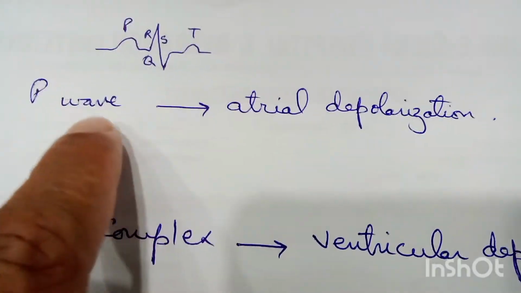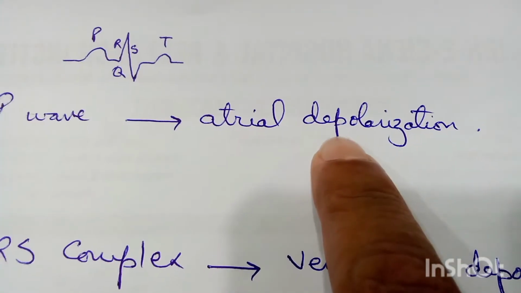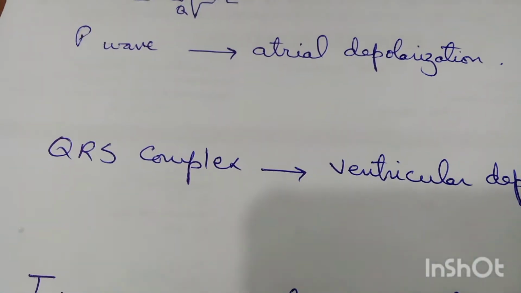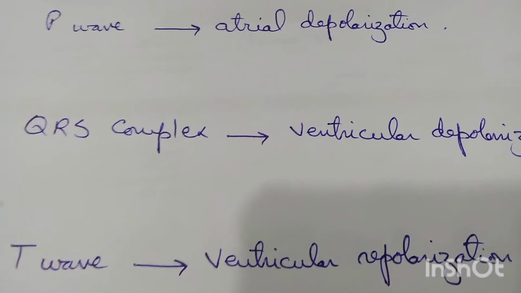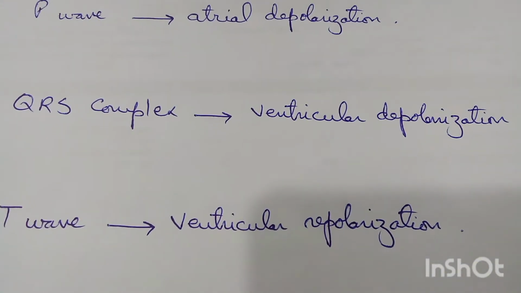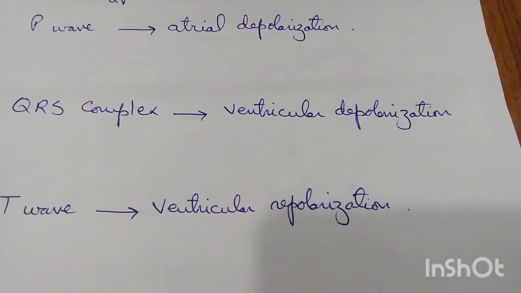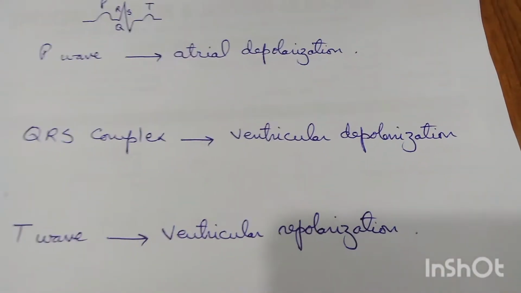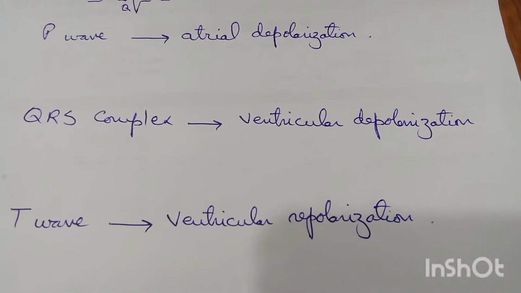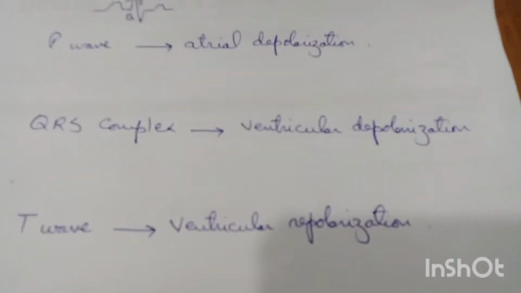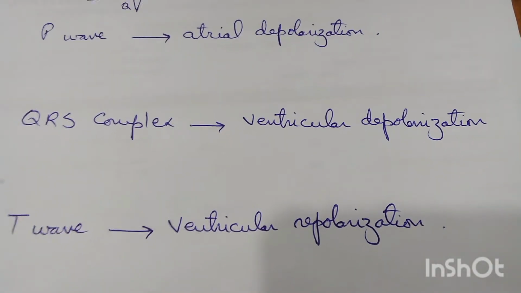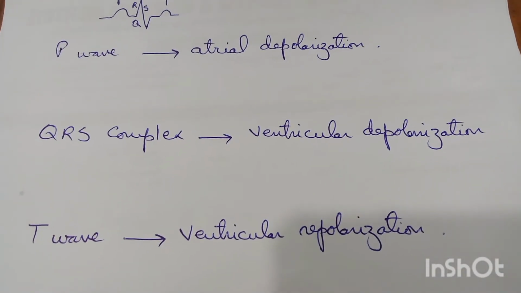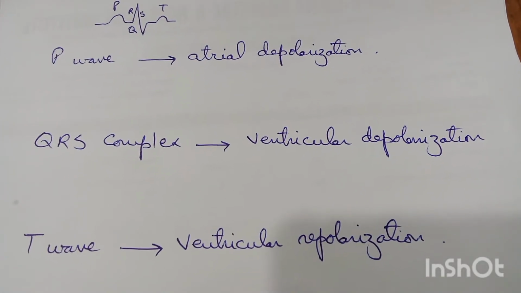Students, P wave represents depolarization of both atria. QRS complex represents ventricular depolarization. And T wave represents ventricular repolarization. Students, what is depolarization? Depolarization means a sudden rise in the action potential. And repolarization means decrease in that resting membrane potential.